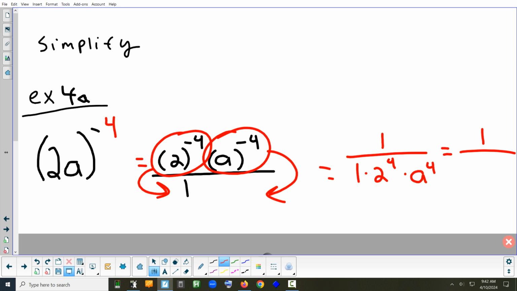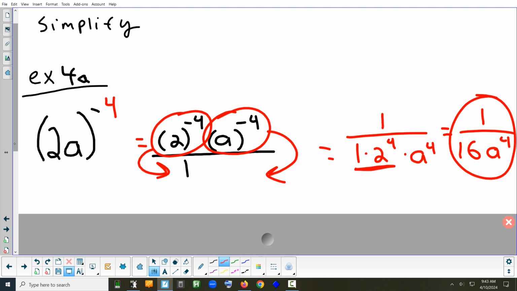So we can simplify this part right there. 1 times 2 to the 4th. What's 2 to the 4th? That's 2 times 2 times 2 times 2. 16. And then what's 16 times 1? 16. So that's a 16. And then what's still next to it? A to the 4th. Perfect. So that's an example of product to a power, except the power was a negative, so we had to fix it after. Okay. Any question on that one?